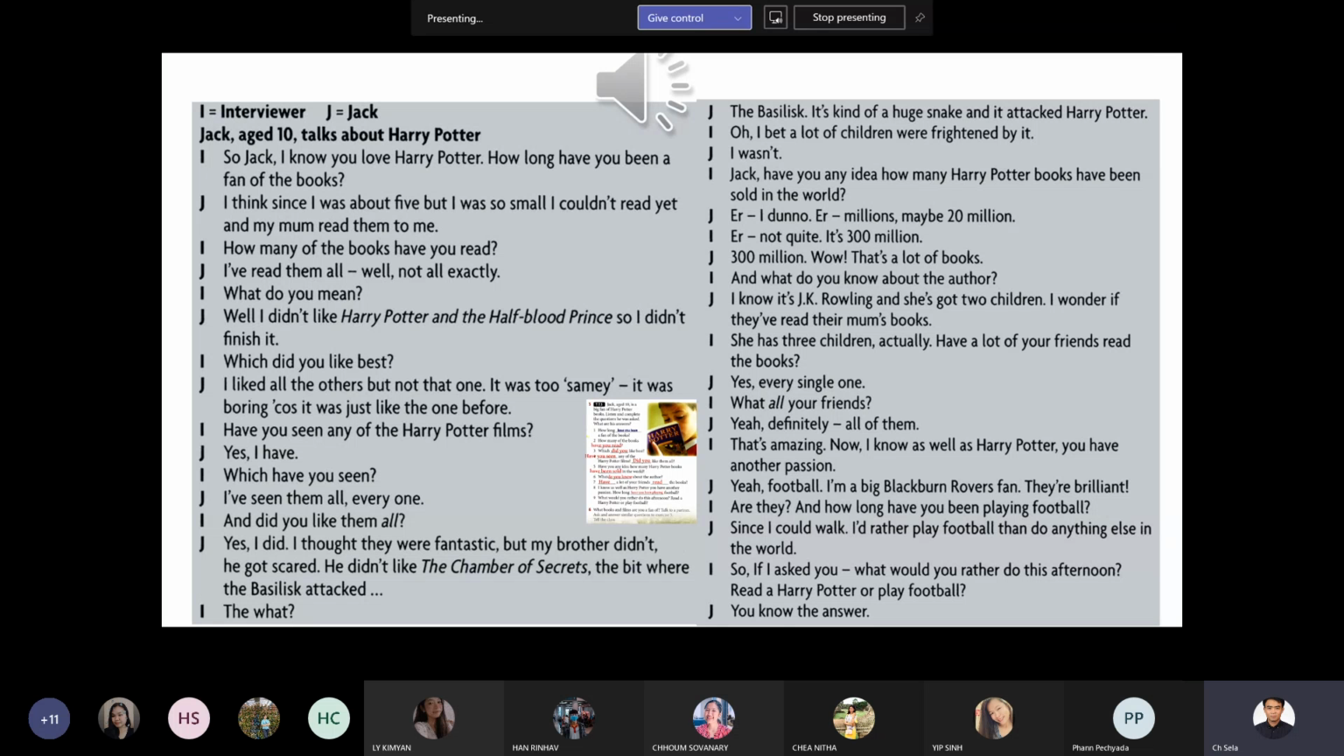Have you seen any of the Harry Potter films? Yes, I have. Which have you seen? I've seen them all, every one. And did you like them all? Yes, I did. I thought they were fantastic. But my brother didn't. He got scared. He didn't like the Chamber of Secrets, the bit where the basilisk attacked. The what? The basilisk. It's kind of a huge snake, and it attacked Harry Potter. Oh, I bet a lot of children were frightened by it.